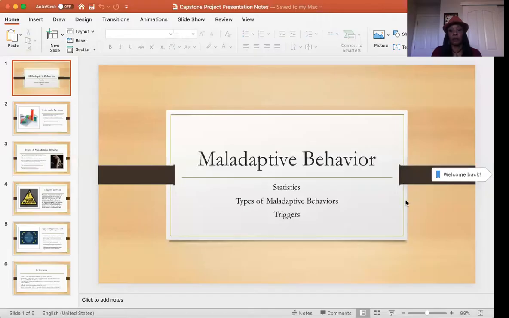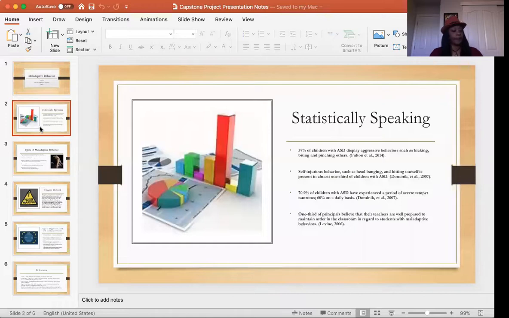Okay, so first I wanted to go over some stats and other information before we get started. So I'm going to share my screen. We'll get started on that. Okay, so let's start with some stats.